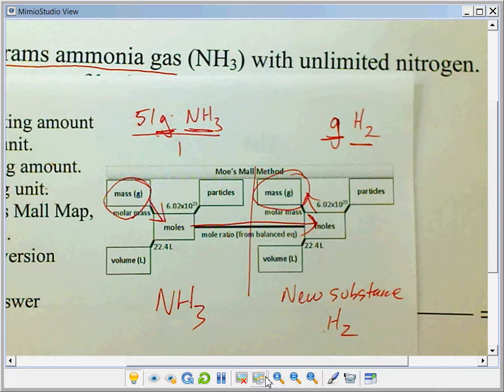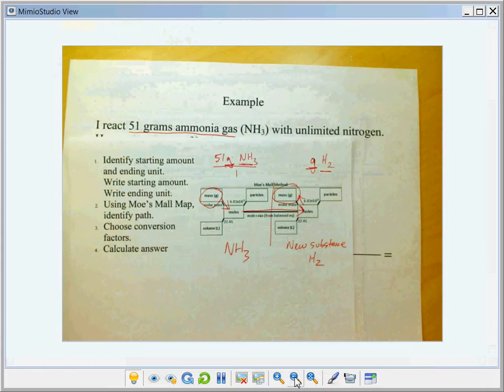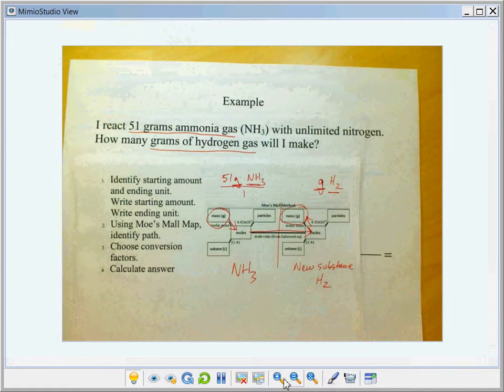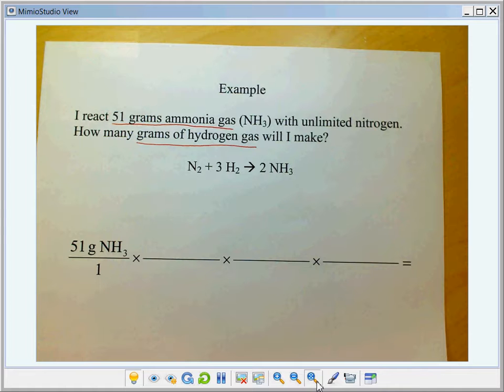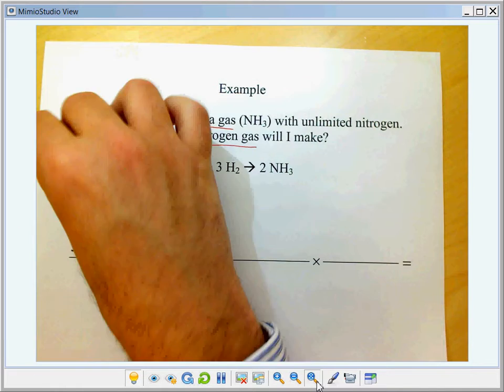So now it's time to choose those conversion factors. So I zoomed out again for you guys. Let's try to make this be the full size of the screen so you can see a little bit better. All right, at your stations, you're going to have conversion factors that are on pieces of paper.